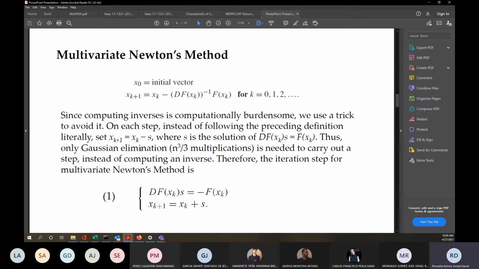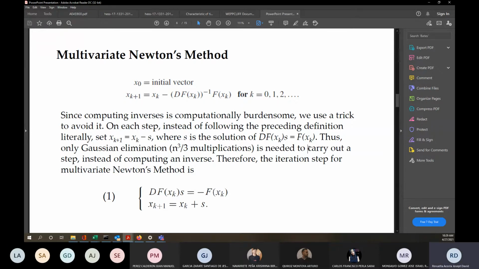literally we set xk plus 1 equal to xk minus s. And you might say, oh professor, wait a second, what is this? So xk plus 1 is the one that we're looking for. xk is the one for the current iteration. But you can ask, professor, what's s? Well, s is the solution of the Jacobian times the vector s equal to f of xk, which is the function evaluated at the value of xk. And that could be solved by what? By Gaussian elimination.